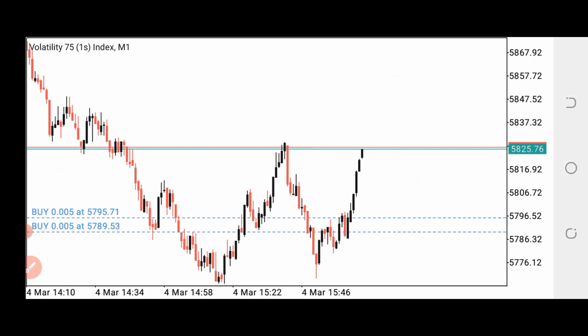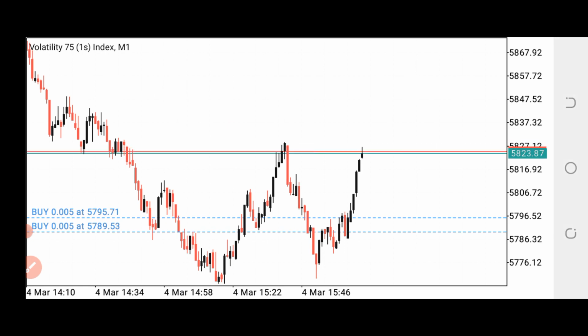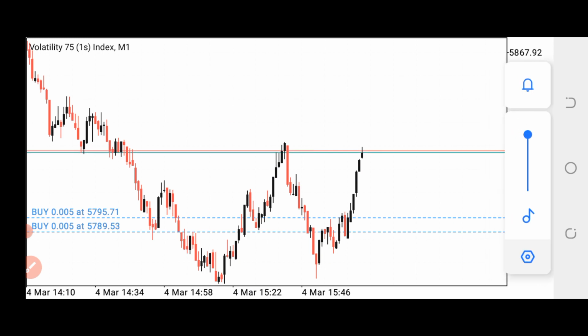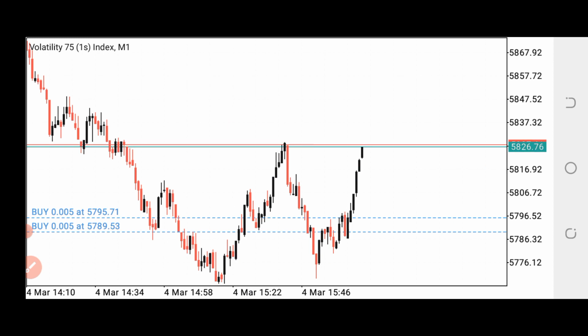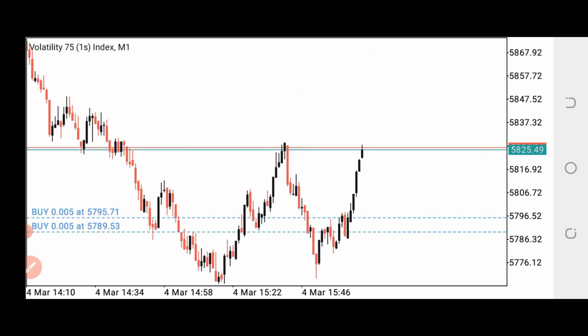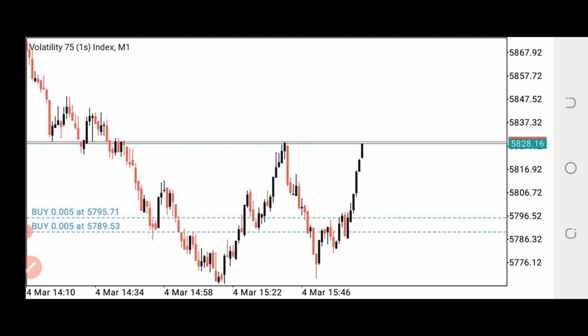One thing about SMC is that it is all about three things. The first thing is your structure, your market structure. Then after your structure comes your POI. Then after your POI comes your liquidity, and after your liquidity comes your entry.